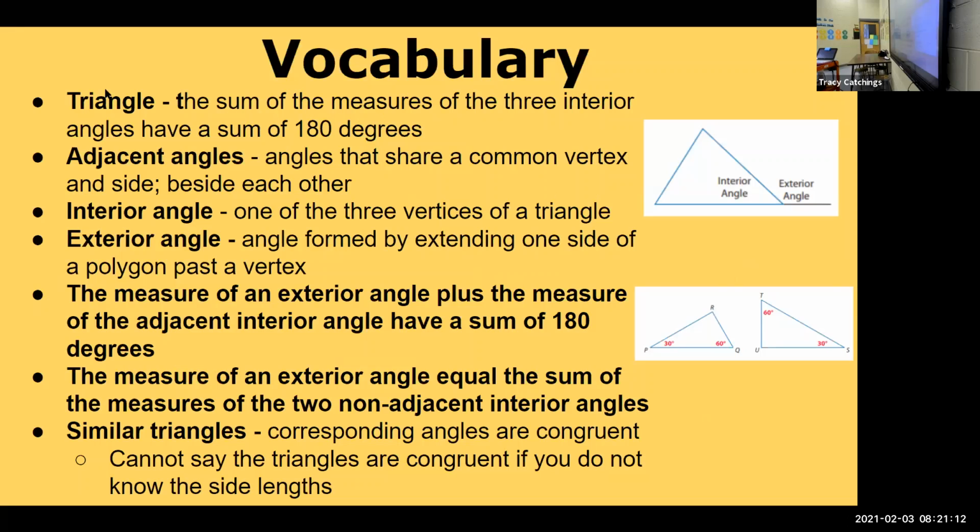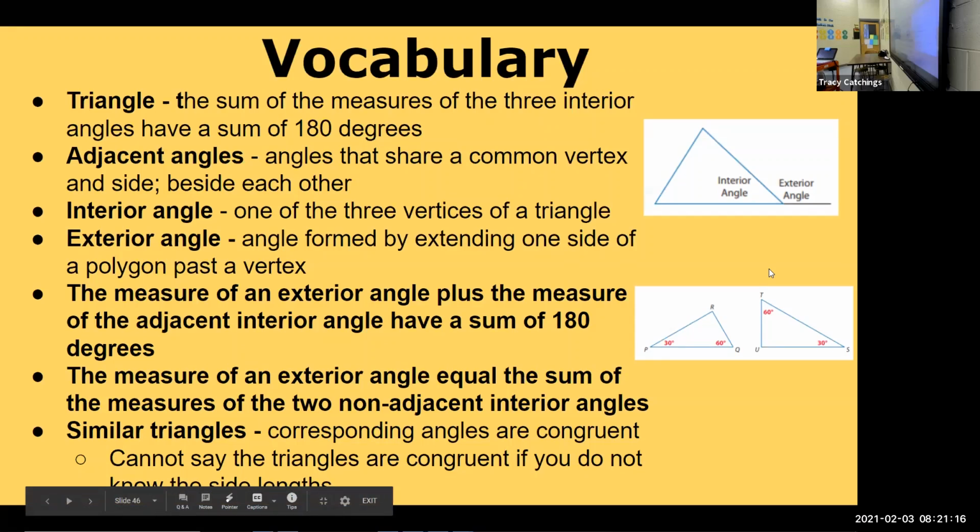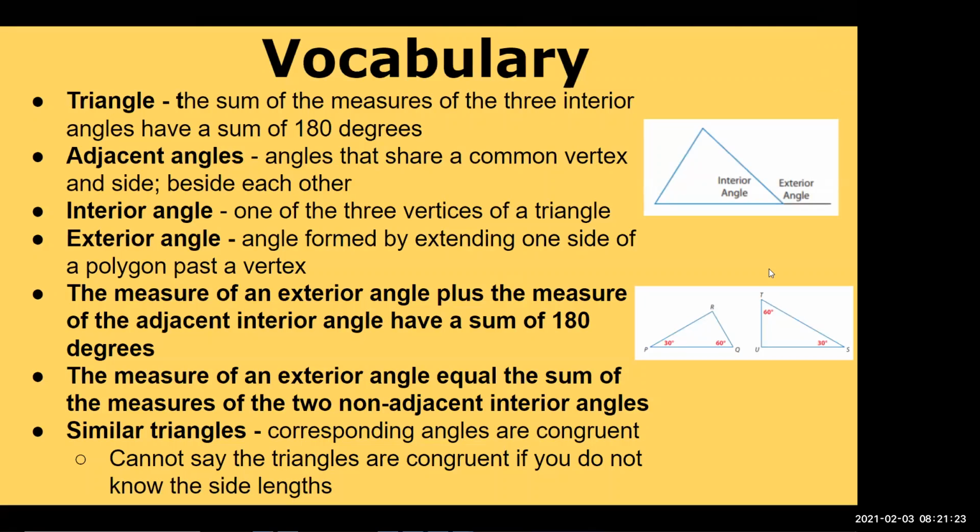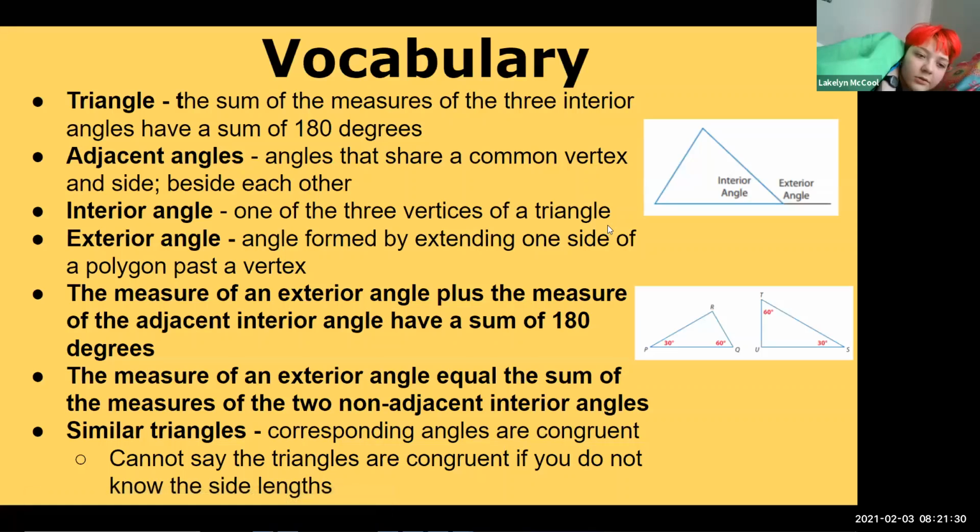All right, a few vocabulary. Someone tell us what a triangle is. Triangle, the sum of the measures of the three interior angles is 180 degrees. Good job, thank you, ma'am. Y'all should know by now.